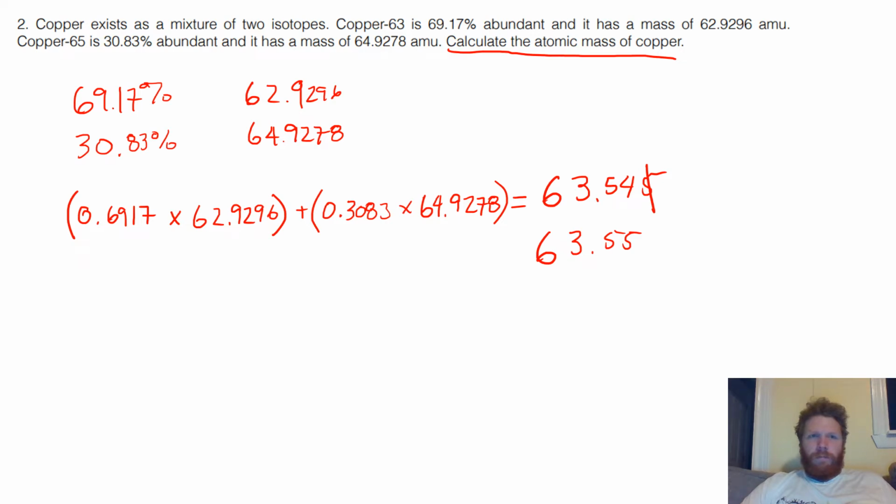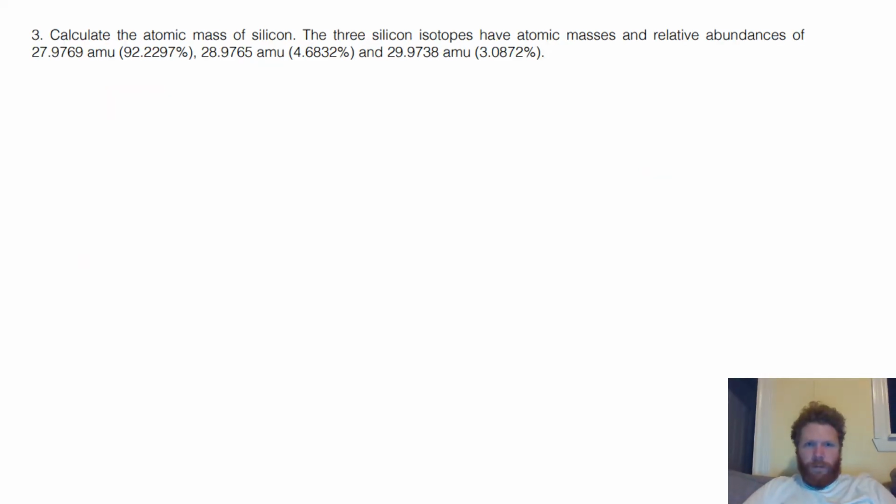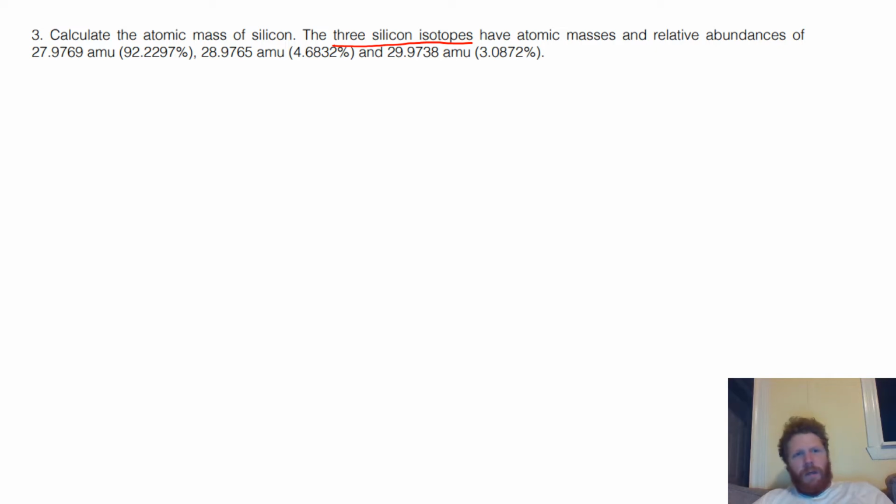That's the end of that problem. This problem right here is not so different from the previous problem. The only difference is that now we are working with 3 isotopes rather than 2, but the process is the exact same. We take the atomic mass, which we've been given for the three silicon isotopes, 27.9769, and our percent abundance. So what we're going to do is take 27.9769 times our percentage, which we are going to convert to a decimal.